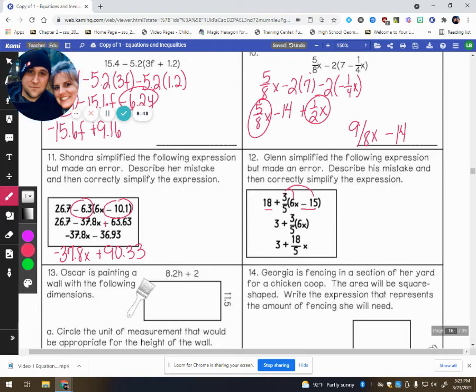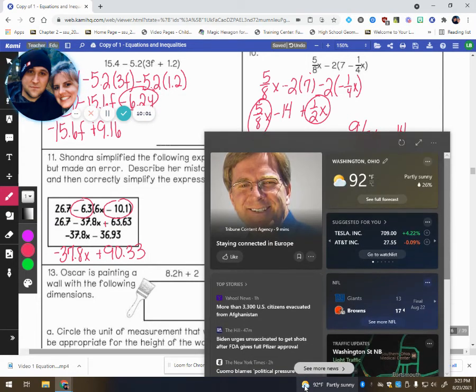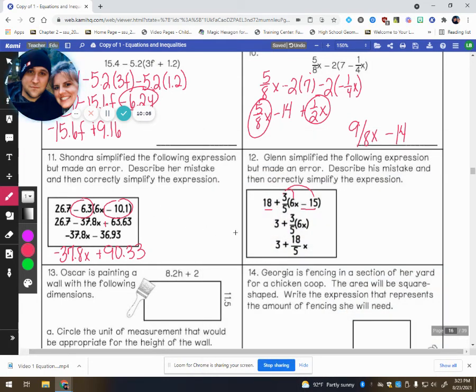So he forgot to distribute and then combine like terms. They combined like terms first and distributed lastly, and that results in the wrong answer. So if we would do it correctly, we should have gotten 18/5 x plus 9.